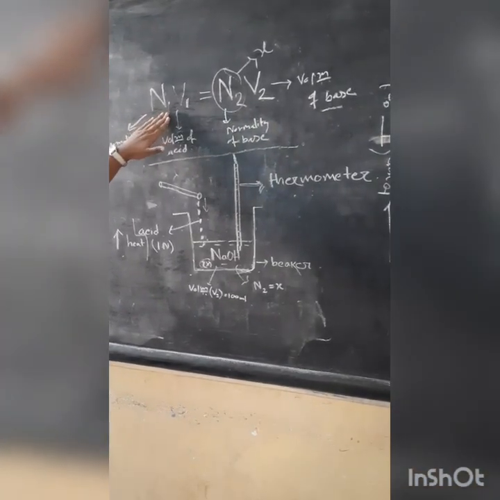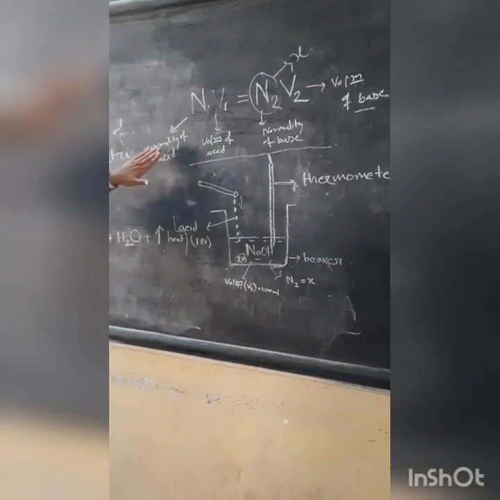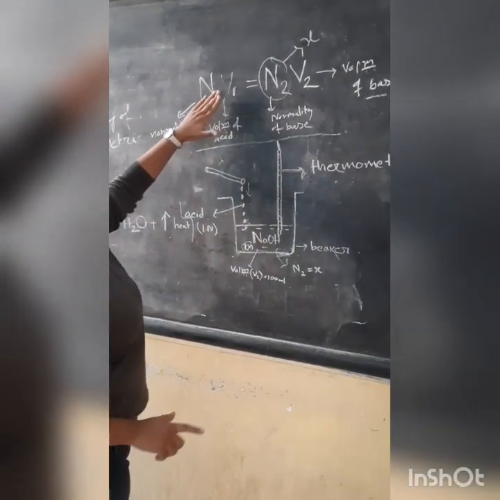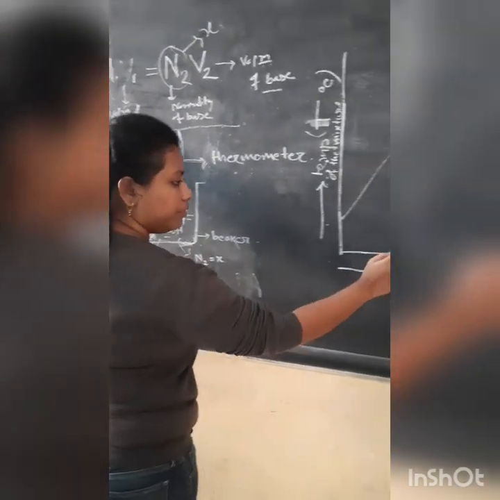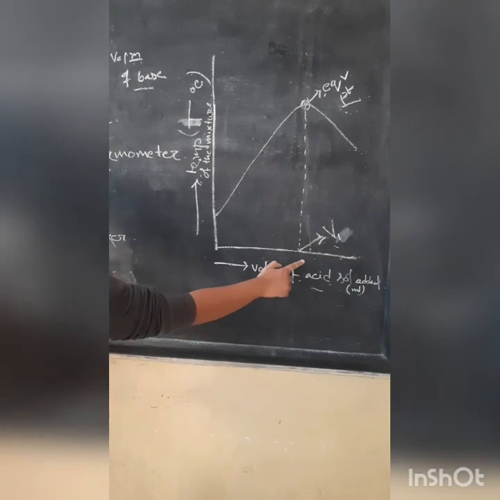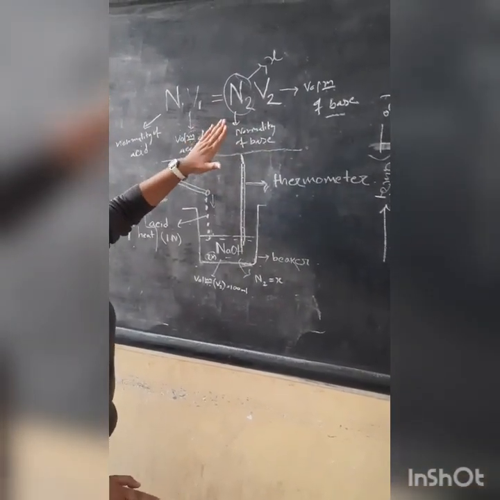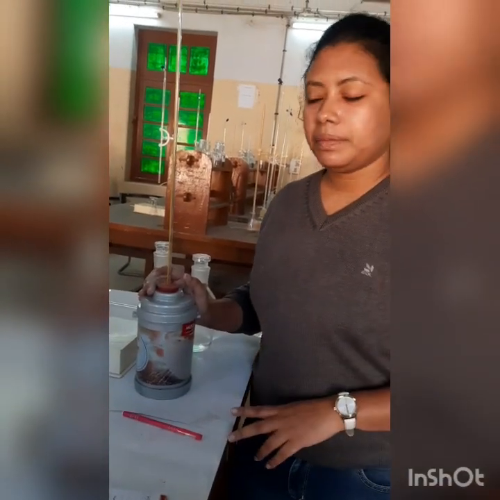Okay. So the concentration of NaOH, which is here shown as X, we can calculate by this simple equation, N1V1 equals N2V2. Here N1 means normality of acid, which is 1 normal. V1 is the volume of acid, which can be found out from this graph. N2 is the normality of base, which we have to find out, and V2 is the volume of base. Ready. Now let's start the experiment.